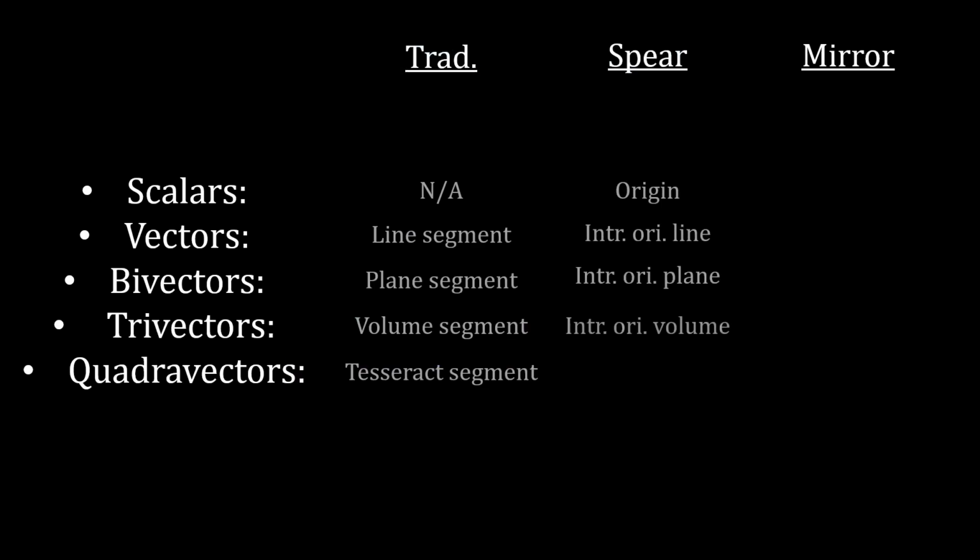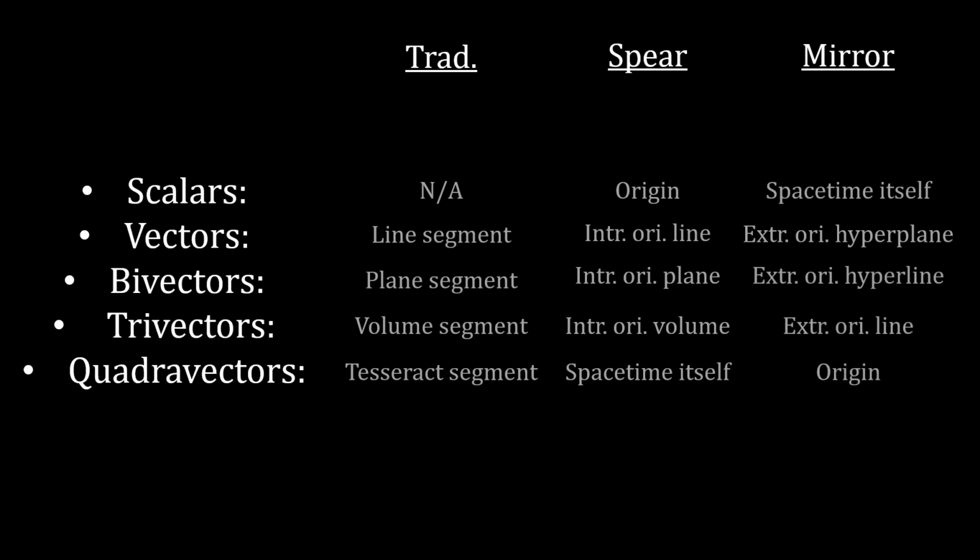For the sphere view, scalars represent the origin, vectors are intrinsically oriented sphere lines, bivectors are intrinsically oriented planes, trivectors are intrinsically oriented volumes, and quadrivectors represent spacetime itself. Lastly, for the mirror view, scalars represent spacetime itself, vectors are extrinsically oriented hyperplanes, bivectors are extrinsically oriented hyperlines, trivectors are extrinsically oriented lines, and quadrivectors represent the origin. Hyperplanes in spacetime are 3-dimensional and so are like volumes, and hyperlines are 2-dimensional and so are like planes.